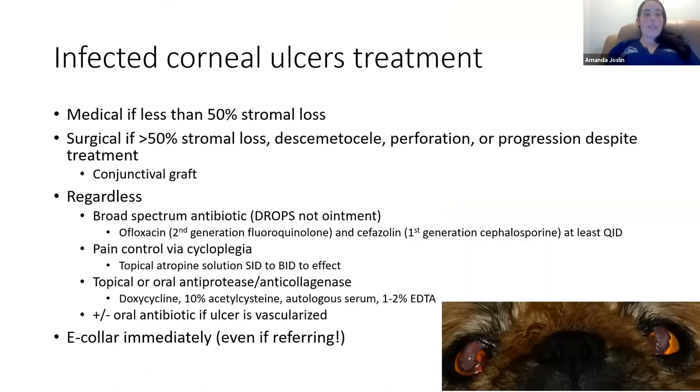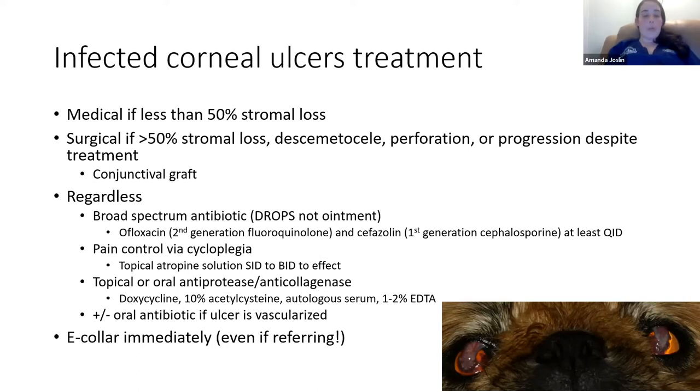So when we talk about treating infected corneal ulcers, if we have less than 50% stromal loss, we can start treatment. If we have more than 50% stromal loss, it's a descemetocele or perforation, or progressing despite treatment, we're typically referring for a graft procedure. But I start with ofloxacin anywhere from Q2 hours to Q6 hours, depending on how severely it's affected, and then compounded cefazolin ophthalmic solution.